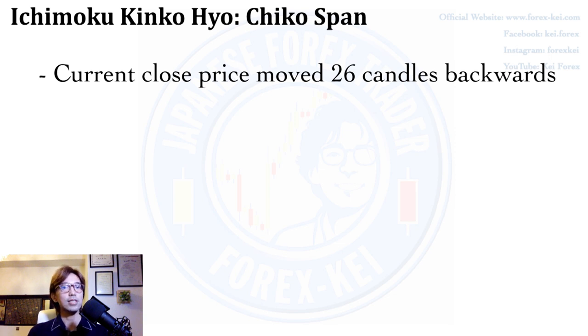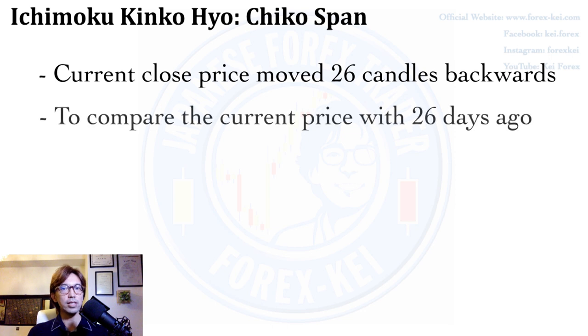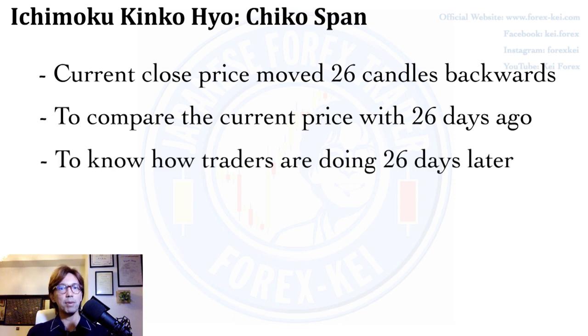What this line is for is simple, you know, the purpose is just to compare the current price with the price of 26 days ago. So why do you compare with the price 26 days ago? By doing this, you can instantly know how the traders are doing 26 days later depending on what the current price level is. And remember, 26 is one of the Kihon Suchi, you know, one of the base numbers in Ichimoku Kinko Hyo, and it's a psychological number in terms of how long a trader can bear to hold their positions. Like, if the buyers are winning, after 26 days, they tend to close the position, or even when they are not winning because of, you know, persisting consolidation, after 26 days, they tend to close their positions anyway.